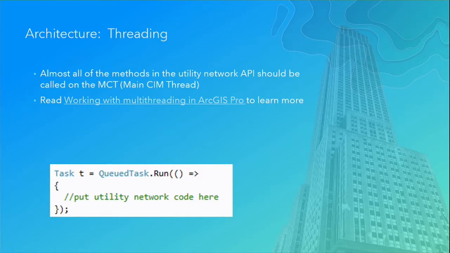So anyway, the idea behind this is that you have to create these tasks using the QueuedTask.Run method, and you put all of your utility network, actually all of your geodatabase code in there. So if you have an add-in that gets input from the screen, works with layers, that all goes in your UI thread, and then you make a geodatabase call, you put it in the geodatabase thread, and you often shift back and forth between the different threads. So you don't put up a message box in there, and you don't call utility network code outside of there.